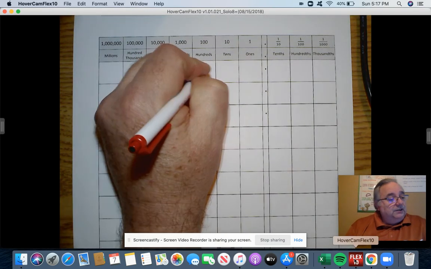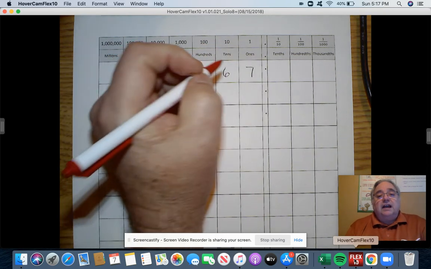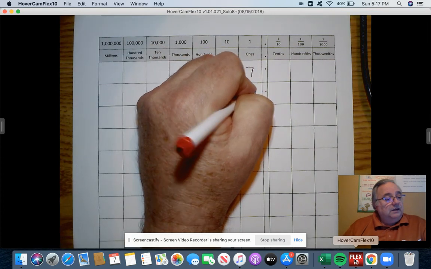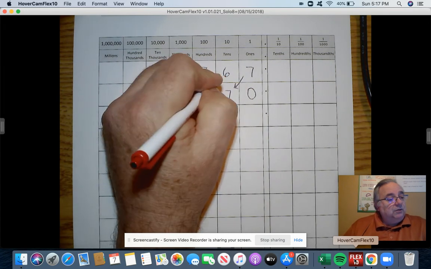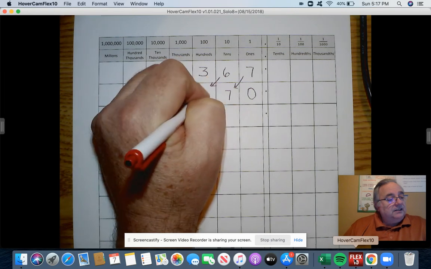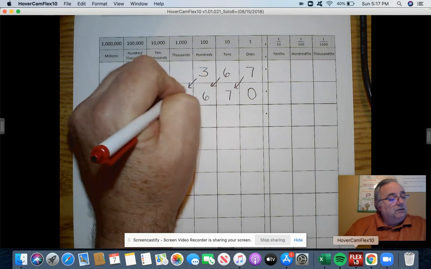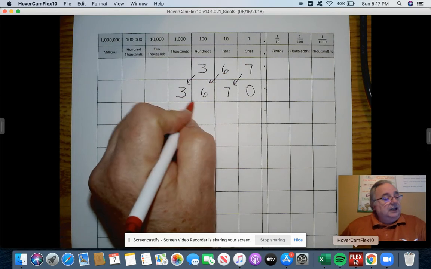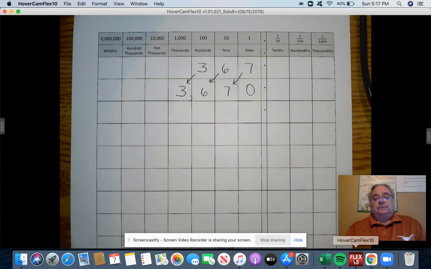We have 3 hundreds, 6 tens, and 7 ones. And I'm going to multiply it times 10. So I know that if I do that, I put a 0 in the ones place, and I know that the digit 7 is going to move over, the 6 tens is going to move over to the hundreds, and the hundreds is going to move over to the thousands. So now I have the answer 3,670. Hopefully that's what you all got on there too.